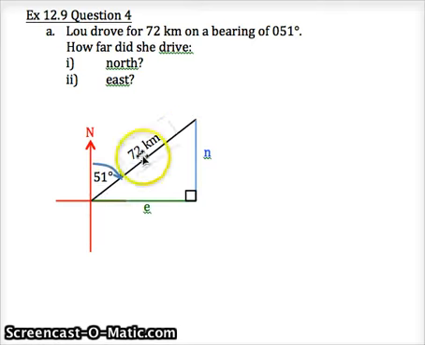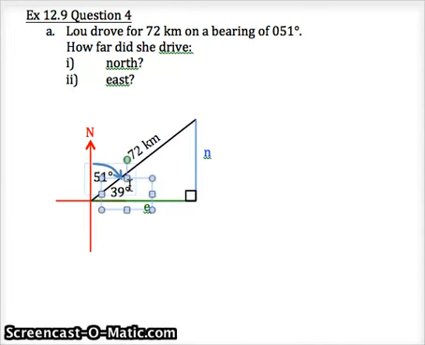Notice we do not have an angle in the triangle. So if this angle over here is 51 degrees, then this angle down here that I'm marking here will be 90 minus 51, because between north and east along here, we have 90 degrees. So 90 minus 51 is 39 degrees. So I'll just mark that in there.